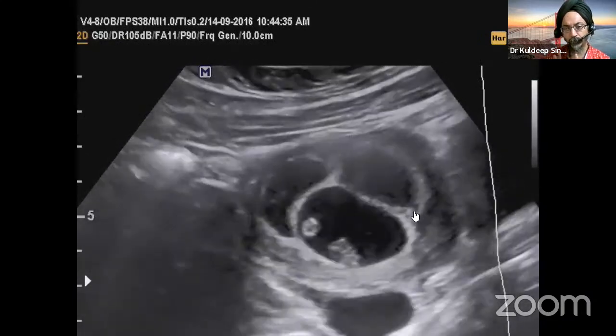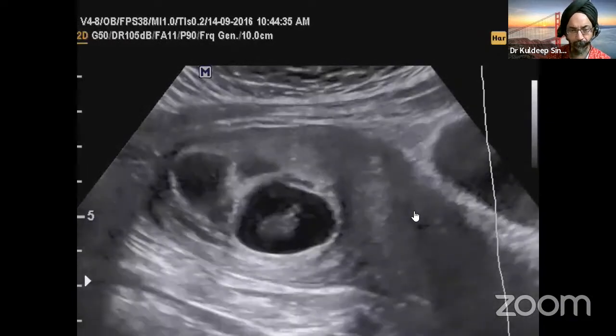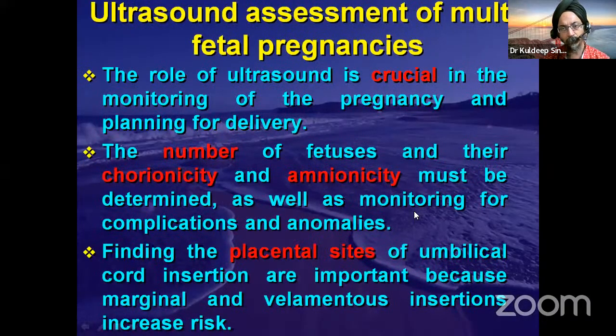Now we're going to be talking more on twins, and I would request all of you to keep posting the answers, keep asking the questions. I do not do invasive procedures, so I'll not be able to tell you about the laser coagulation and all those things. But yes, we'll be able to work out something on the ultrasound. That's why it is the sonological perspective. The role of ultrasound is extremely crucial in the monitoring of the pregnancy, and we need to plan the delivery.